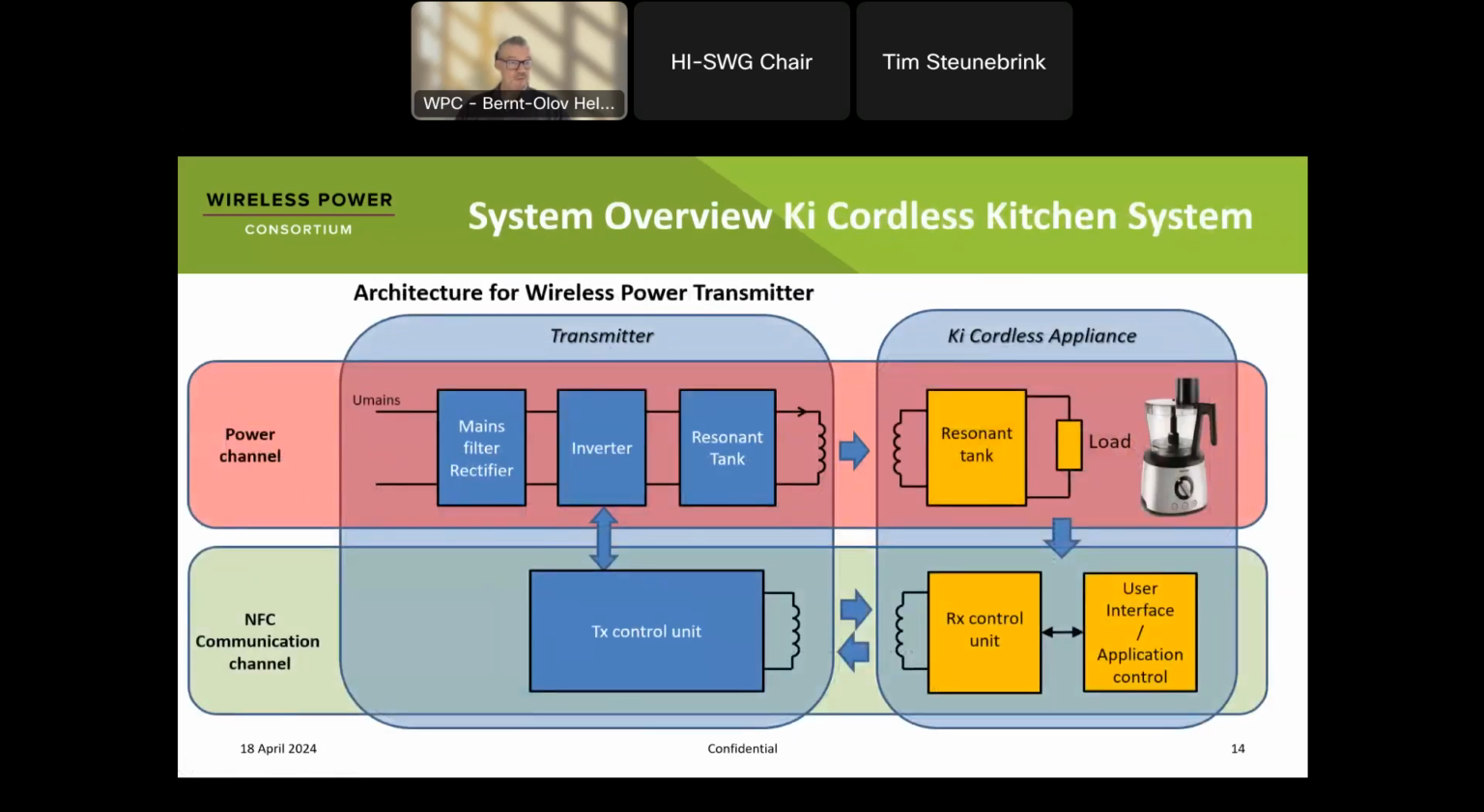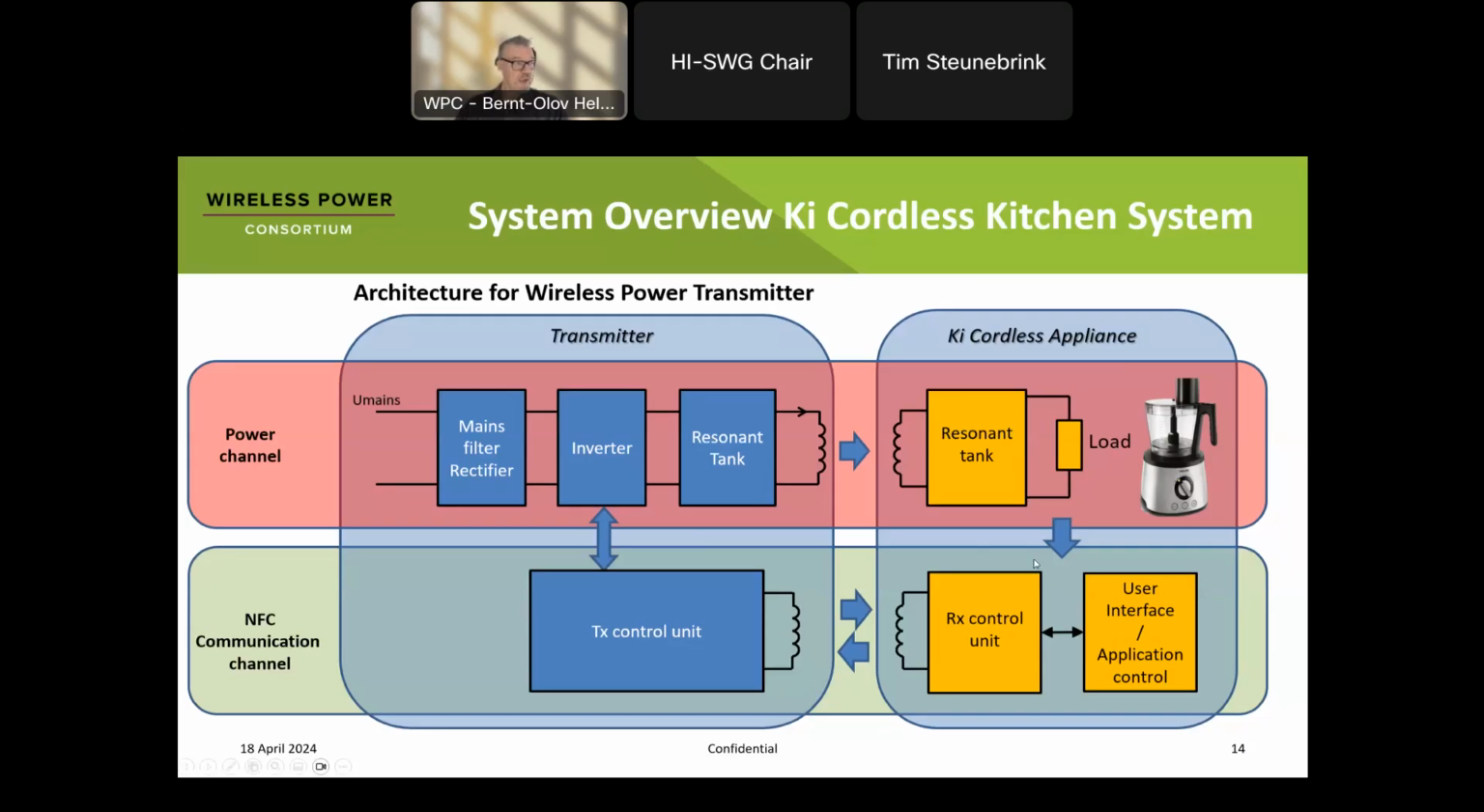The Ki system is different. Here we have basically two channels, the power channel and the NFC channel. This NFC channel has two roles. It communicates at high speed, but it's also providing power between the transmitter and the cordless appliance, because remember, we do not have a battery, so we need to provide some power to activate things before we can use it. The NFC provides this energy, but it also provides the data. This is the main difference.